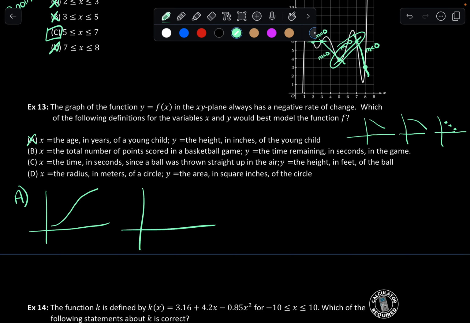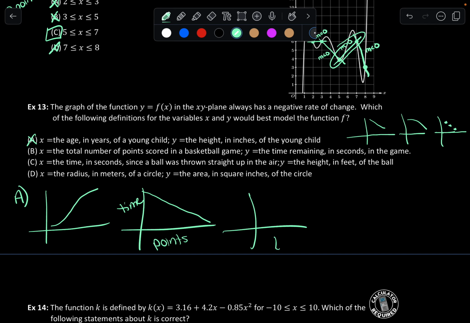Part B, x is the total number of points scored in a basketball game. Y is the time remaining. So this is interesting because we usually have time on the horizontal axis, but this scenario is suggesting that we have points on the horizontal axis and time on the vertical axis. As you go through a basketball game, the time is going down, and usually you want more points. So time is maximized at the beginning, and then it continues to decrease as the points increase.